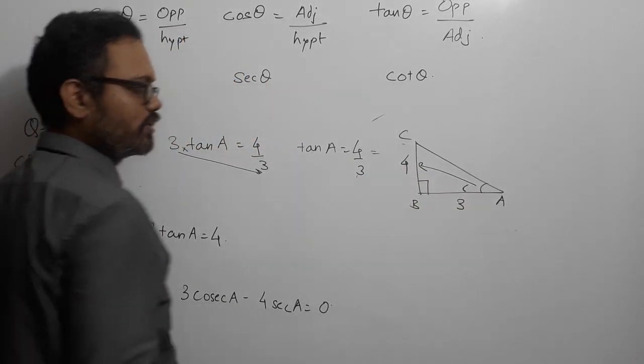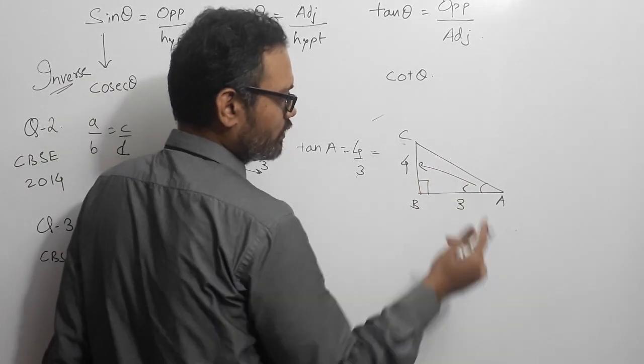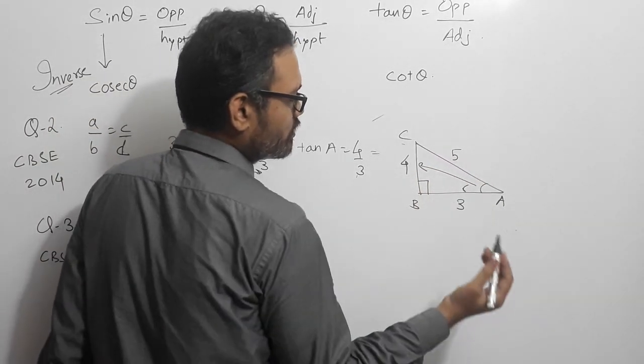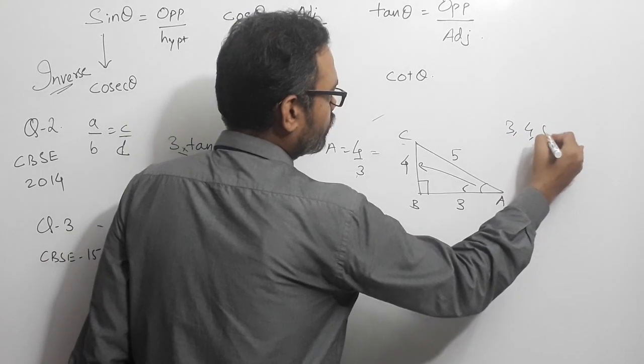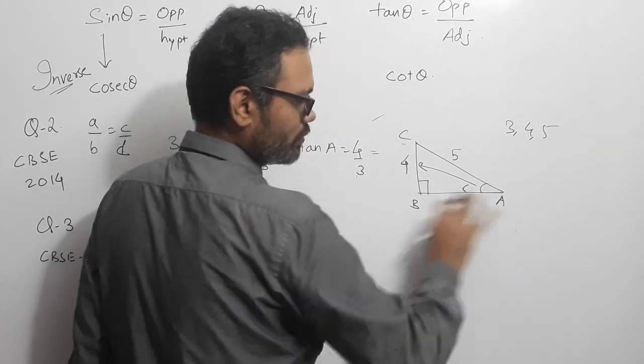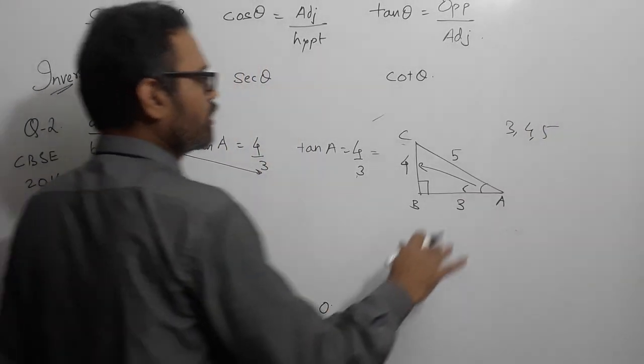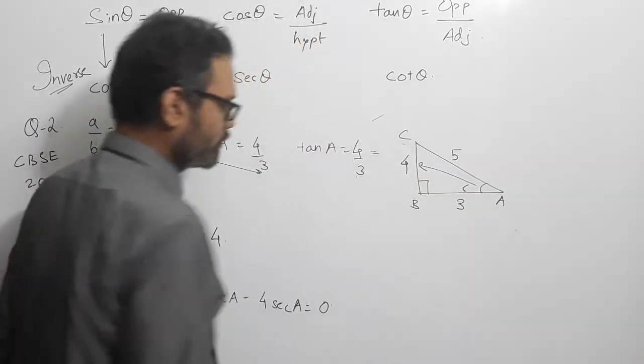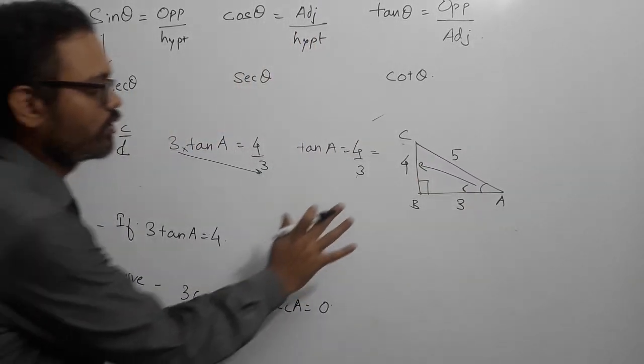Now again it has become a 3, 4. We know the hypotenuse without solving also that it is 5. This is known as a triplet. 3, 4, 5. Similarly, there are 5 more triplets. There is nothing else in your syllabus more than 5 triplets. That we'll talk about it later. So now we have got this.